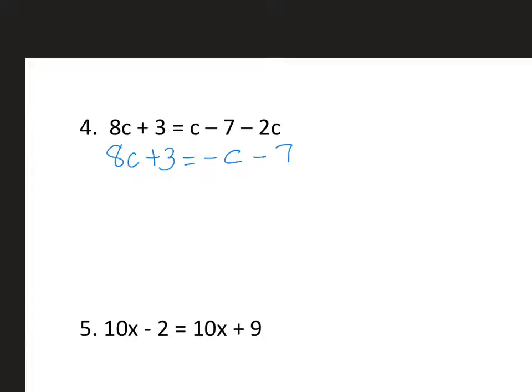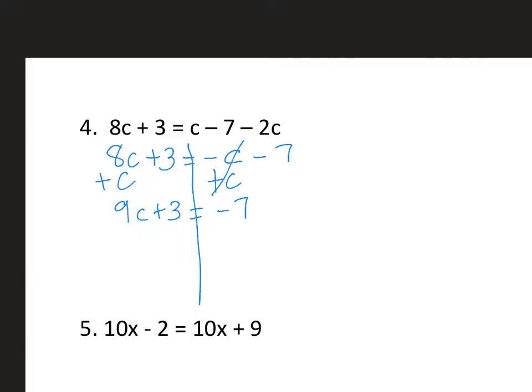Okay, so now I have c's on both sides of my equal sign. I'm going to get rid of the smallest one. The smallest one is the negative c. And so I'm going to add c to both sides in order to get rid of the variable on the right side. When I do that, I get 9c plus 3 on the left-hand side. These cancel out, so I'm left with negative 7 on the right-hand side.